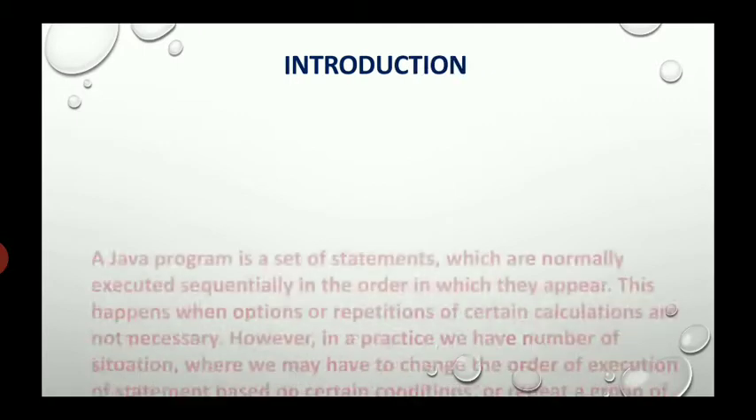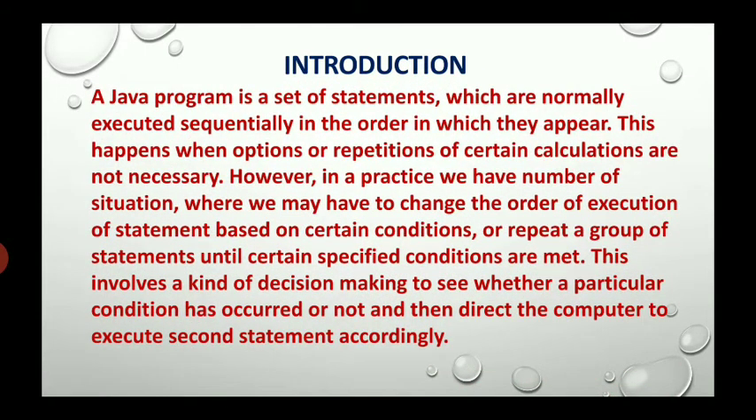Introduction. A Java program. Now what is a program? A program is a set of statements or instructions that tells the computer what to do. So a Java program is a set of statements which are normally executed sequentially. Sequentially means one after the other in the particular order in which they appear. Now this happens when options or repetitions of certain calculations are not necessary.